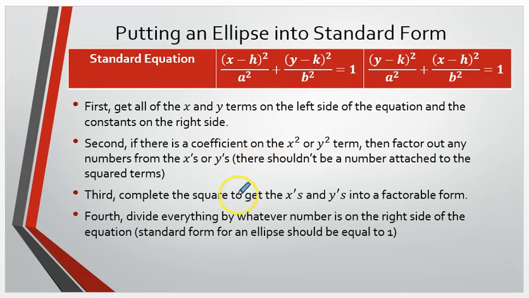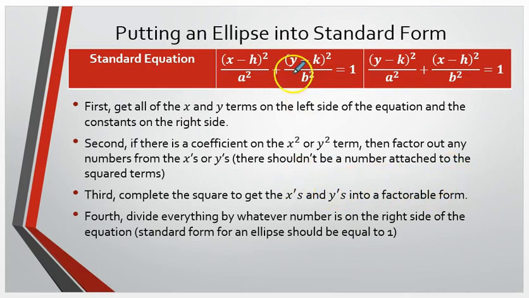Then you look for any coefficients on the x squared and y squared terms. If you see one on either x squared or y squared, then you need to factor that out from all of the x's or all of the y's, whichever one had a coefficient. There should not be a number attached to the squared terms for you to use completing the square. Then you would go through the completing the square process, and I'll show you that again in just a second, which will allow you to get the x's and the y's into a nice factorable form.